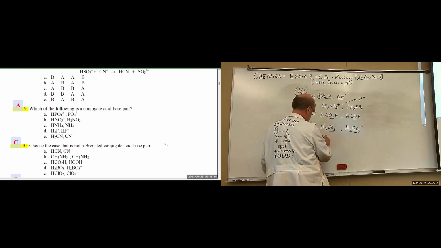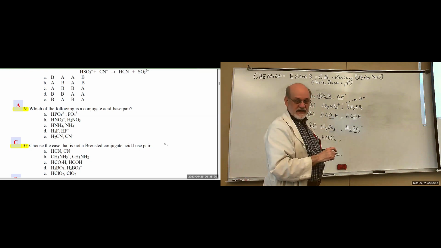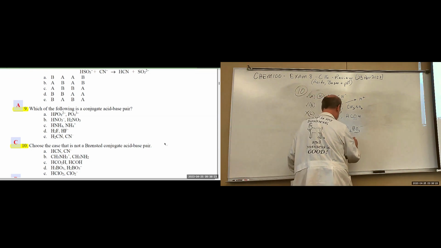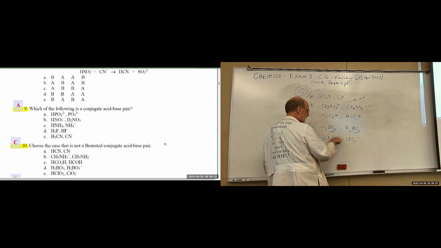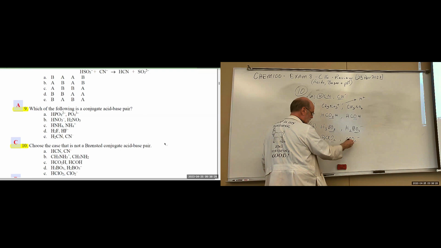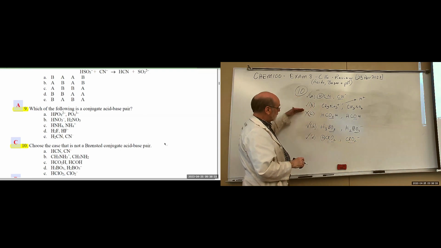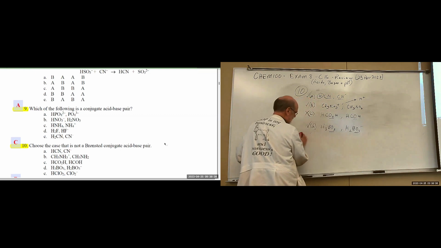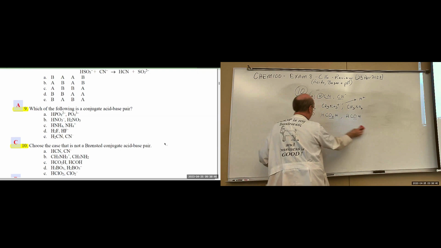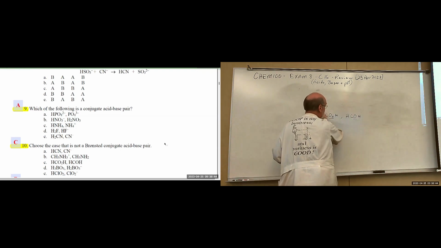HClO2. Okay. And ClO2 minus. Yep. There you go. So we lost this one proton. It left a negative behind. And it also left this group. So that was good. Okay, so this is the one that's bad here. That's 10.